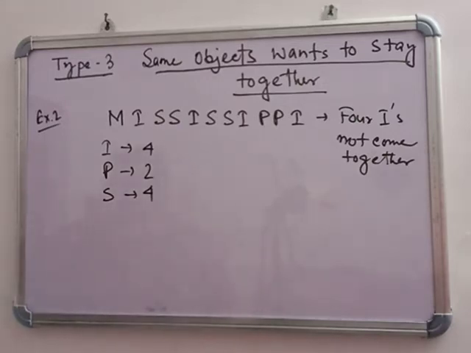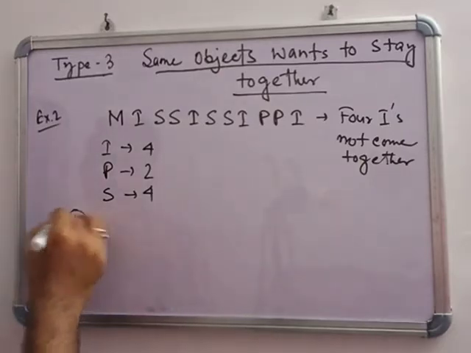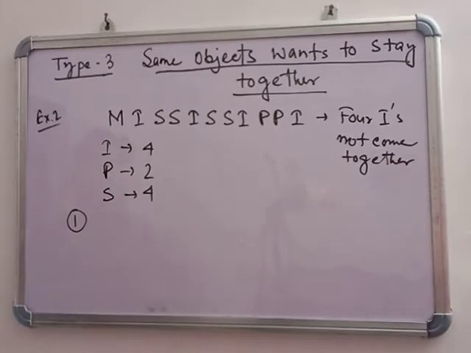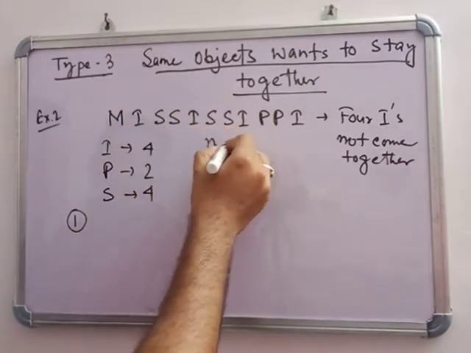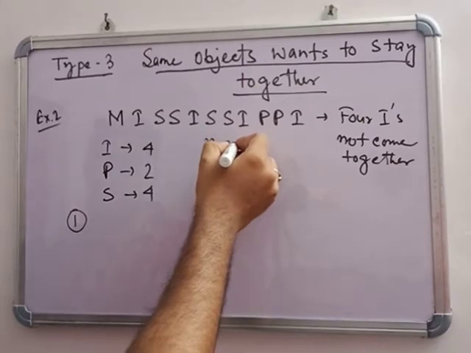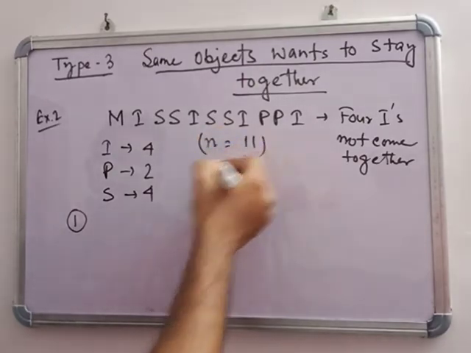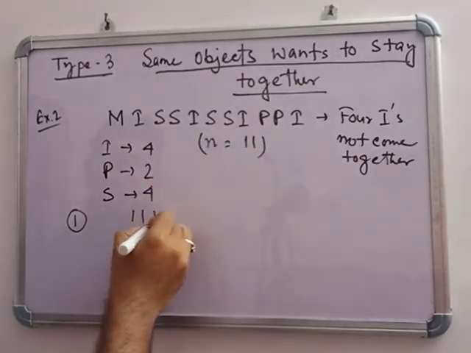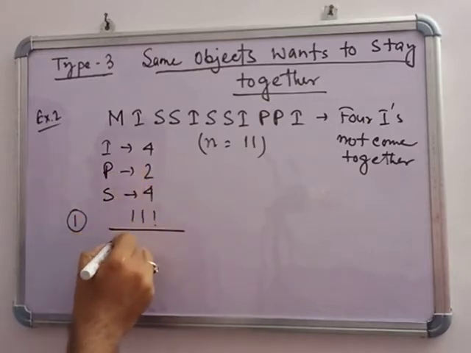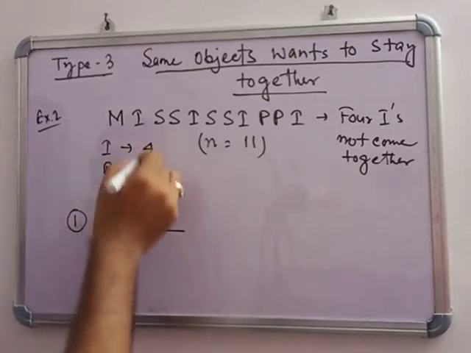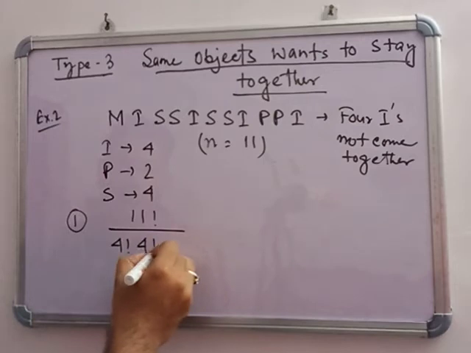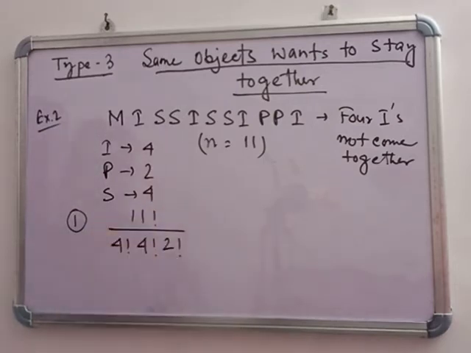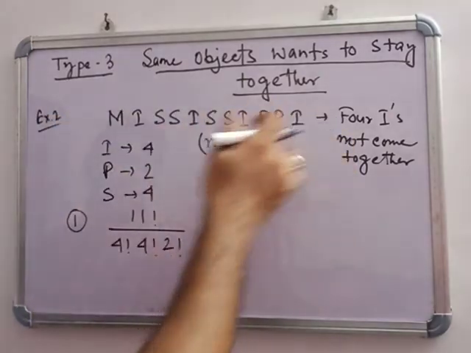So firstly you have to find the normal number of ways. How many letters are there? n equals 11. So it is 11 factorial divided by 4 factorial for I, 4 factorial for S and 2 factorial for P. So this is for the whole word.